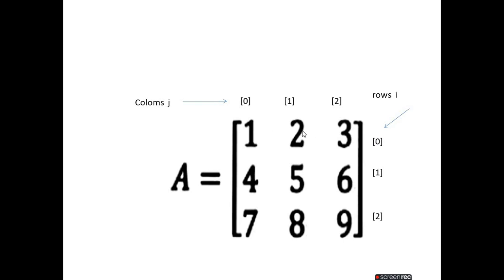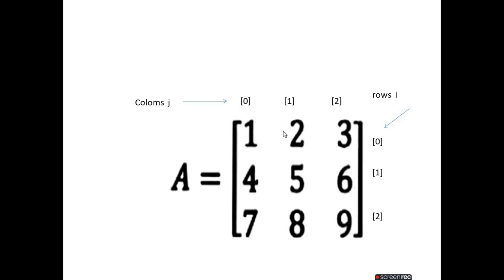Now, how do we read a matrix? This is a row, this is a column. The row is denoted by i and the column by j. So for row 0, column 0, the first term is the row and the second term is the column. If you want to find an element, for example 1, what is the position of 1? Row 0, column 0. This is row 0, this is row 1, this is row 2. This is column 0, column 1, column 2.